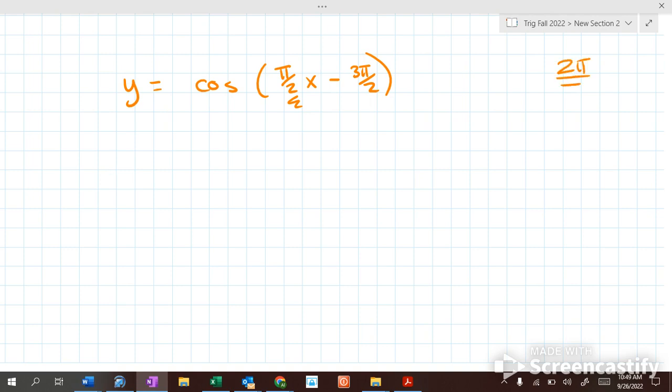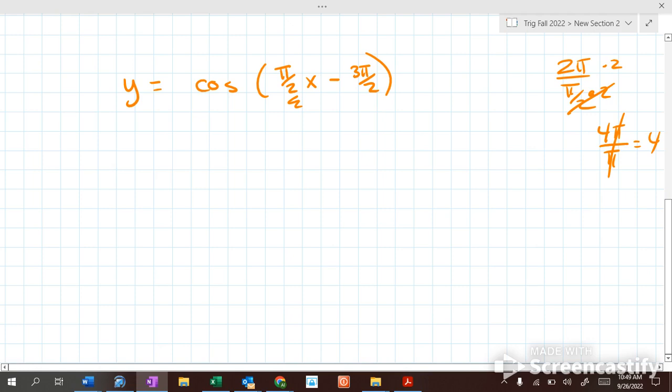What's 2 pi divided by pi over 2? Well, if we multiply both the top and bottom by 2, the 2's cancel on the bottom, and the top becomes 4 pi, right? But I still got a pi on the bottom. So it's going to be 4 pi over pi. So if we cancel the pi's, it's just going to be 4. Period is 4 long, not 4 pi, just 4.